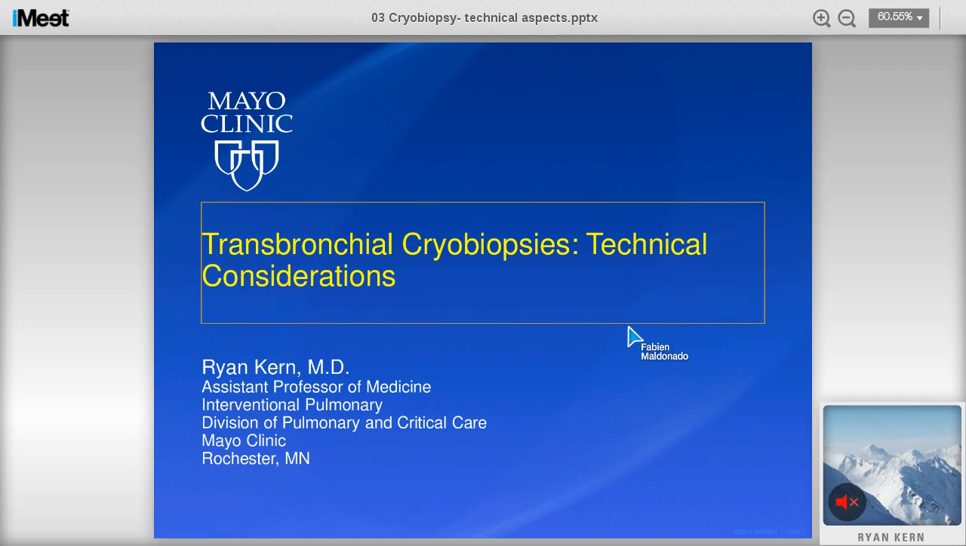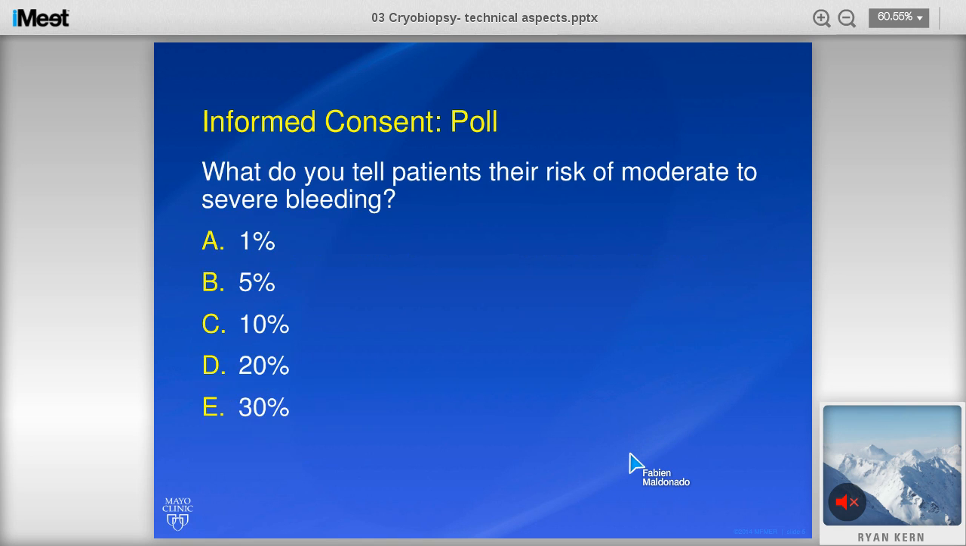So great. So I expected that we'd get quite a few answers, and that's not at all surprising based on the various studies that Fabien showed you, that based on the types of technique and ways people do that, the data is quite all over the map. I wanted to ask one more question here as well. What do you tell your patients, if you talk to them at all about it, what the risk of moderate to severe bleeding is?